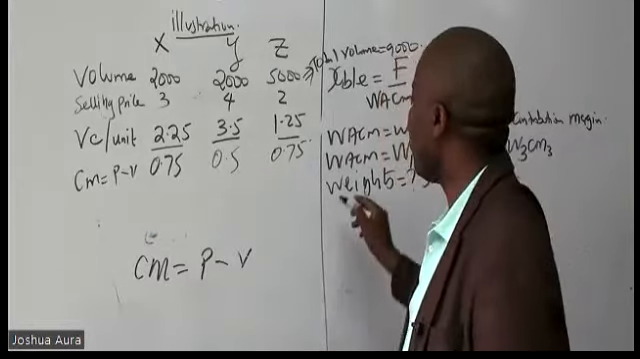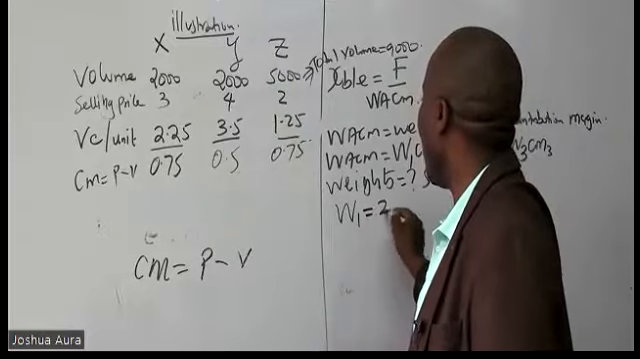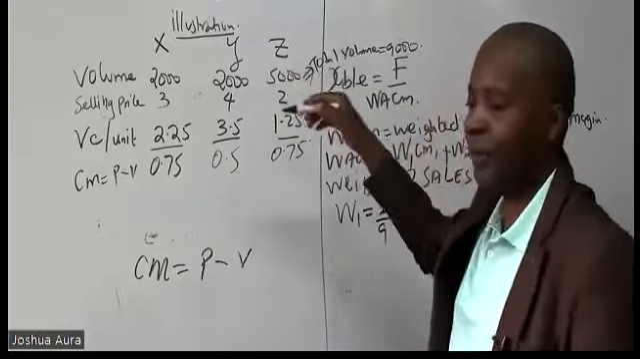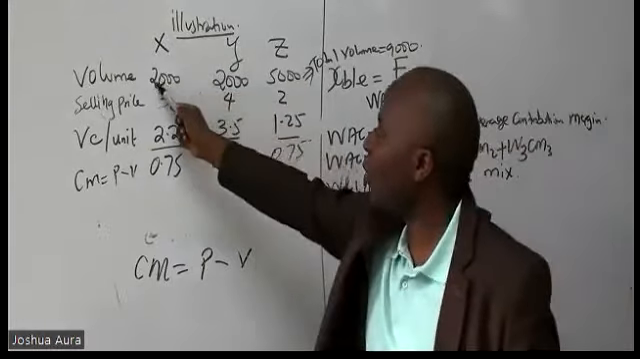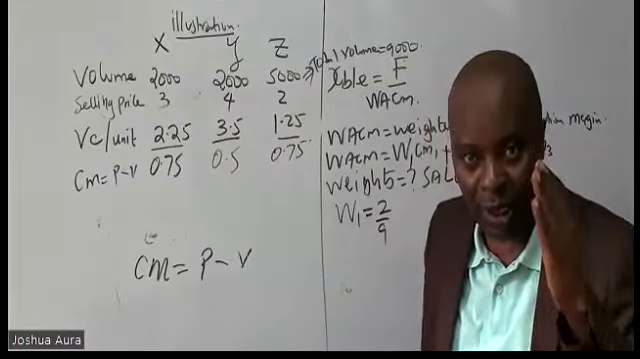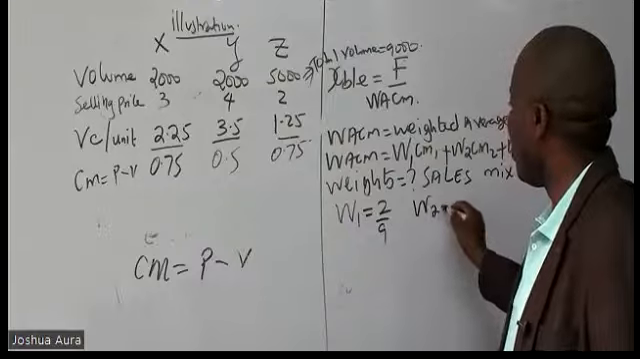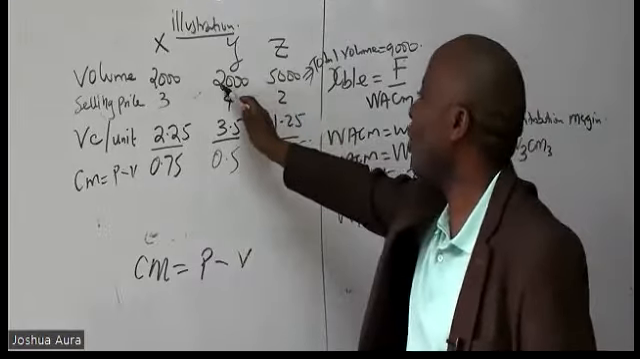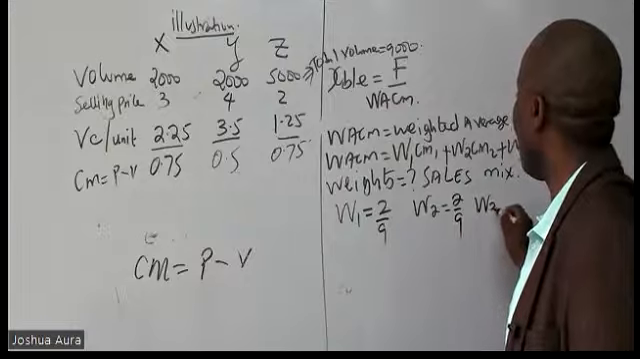So it means that the weight of the first product, which is X, will be 2/9. I've just chopped the three zeros. The weight of the first product will be this 2,000 out of 9,000, because weight must be a fraction, it must be a decimal proportion, right? And then we have weight 2. The weight for the second product again will be 2/9. Then lastly, we have the weight of the third product, which will be 5/9.